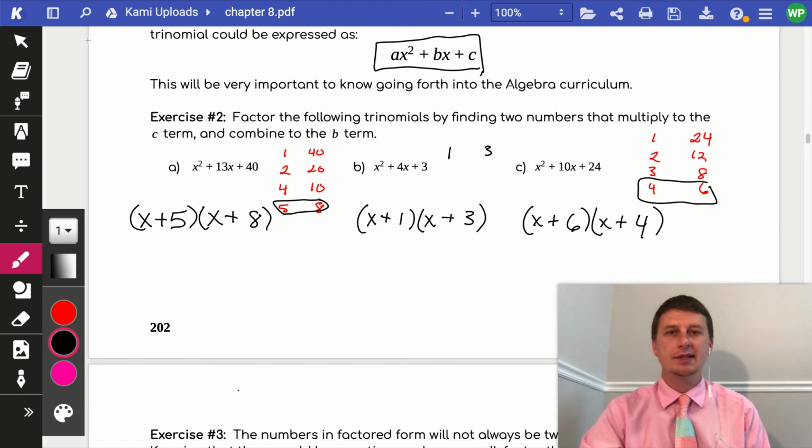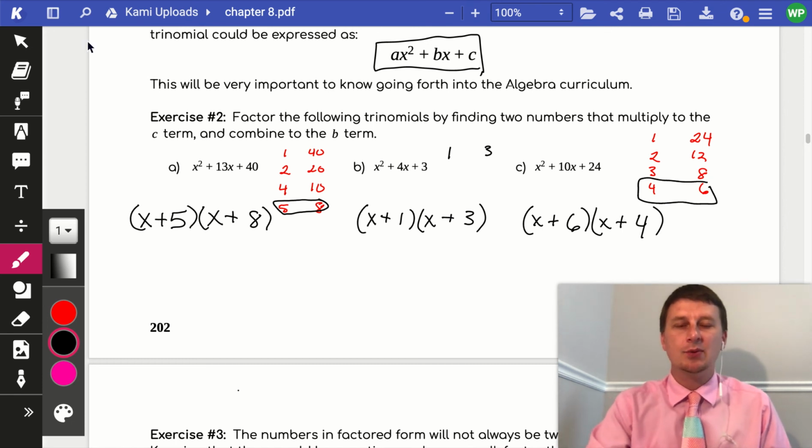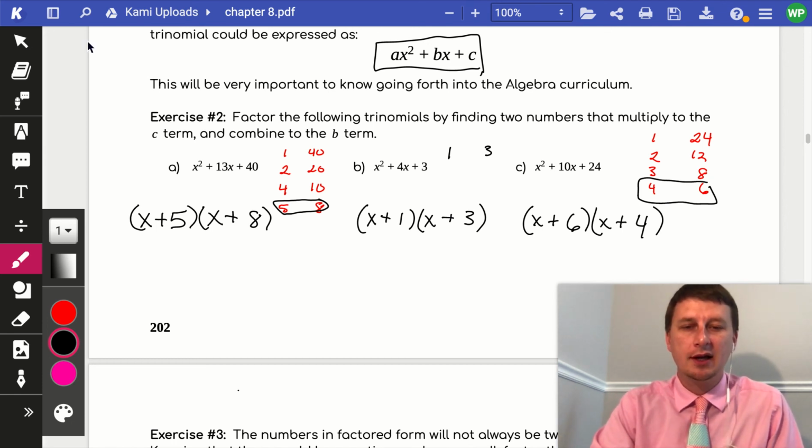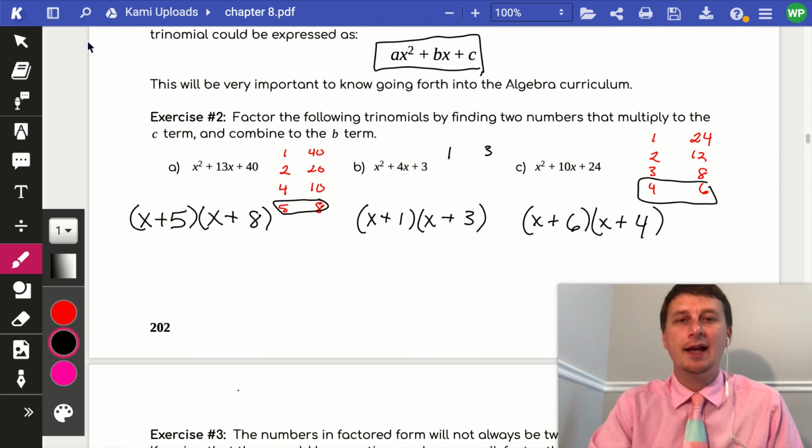So again, what we just did here on parts A, B, and C is we factored each of these trinomials by finding two numbers that multiply to the C term, and those same two numbers or factors add to the B term.